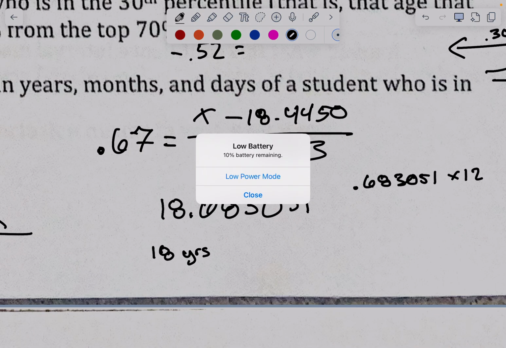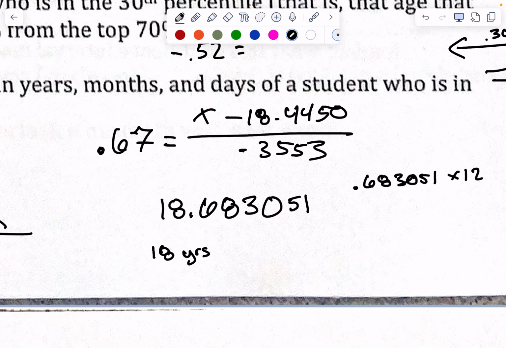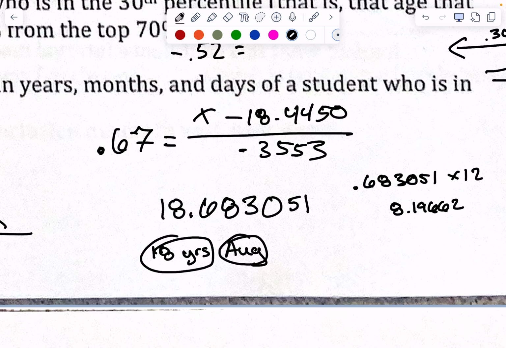224 months. No, wrong. Wait, how'd you get that? Take the 18 off. Oh, it's this thing. 8.196612. Okay, what does that mean? So 8 months? The 8th month. What is the 8th month? January, February, March, April, May, June, July, August. Okay? So 18 years, August, and now we take the .1966.